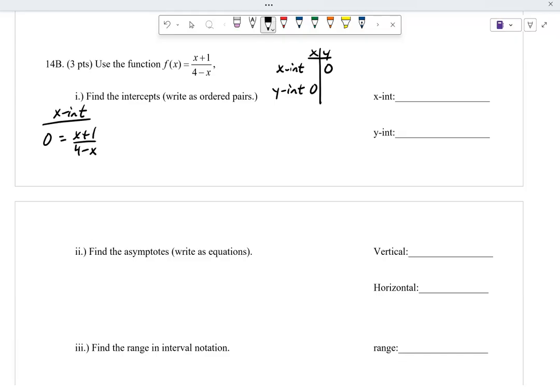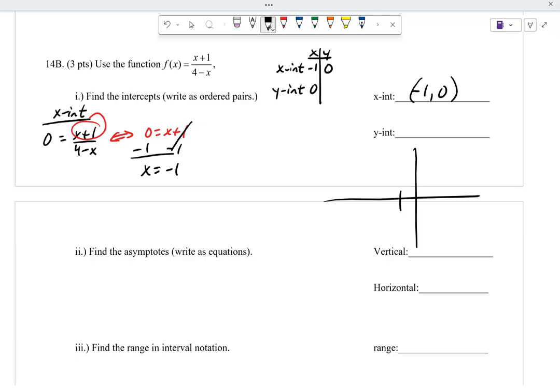Well, we know if the top of this is 0, then 0 over 4 minus x is always 0, right? So the top of this makes this true. So we have 0 equaling x plus 1. We just solve that for x. We get x being negative 1. So our x-intercept is negative 1, 0. If we were graphing that, we'd throw that on our graph, right?